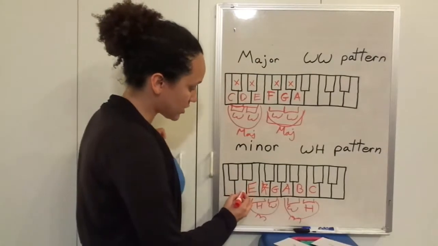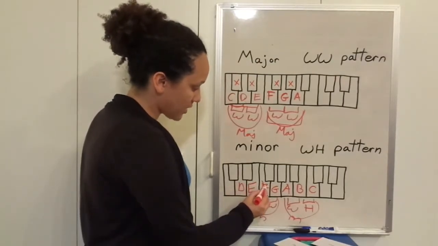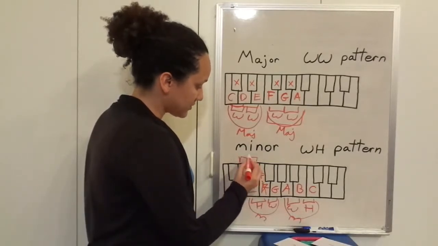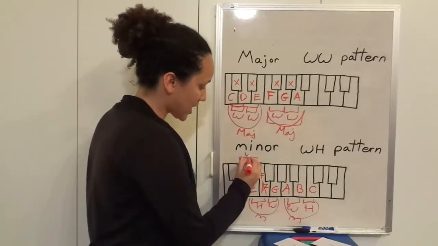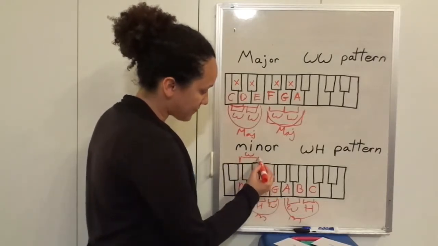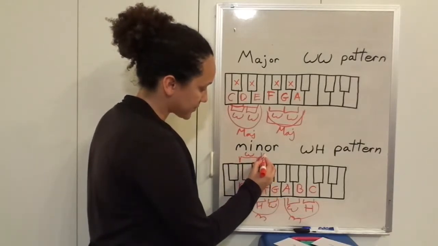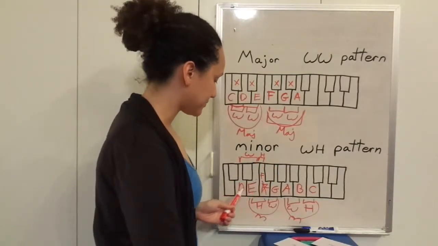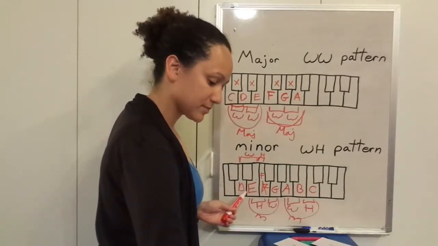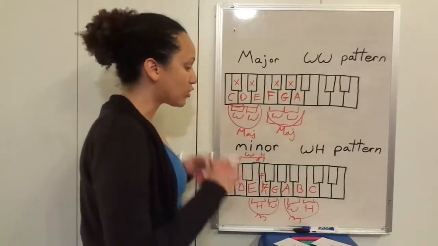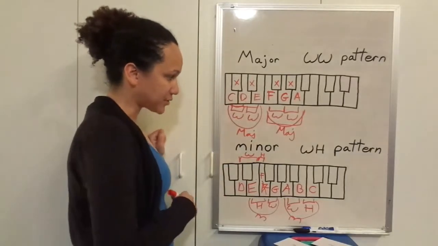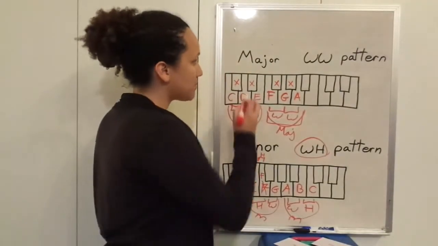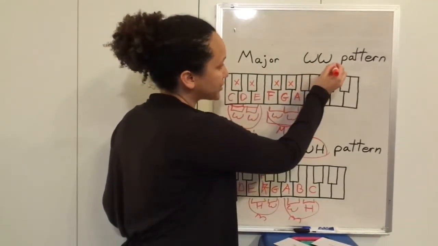And one more. Let's go D up to F. D to E is a whole step, and E to F is a half step. So D to E, and then F. These are all minor patterns. Remember, for the minor pattern, you want a whole step, then a half step. For major pattern, you want a whole step, then a whole step.